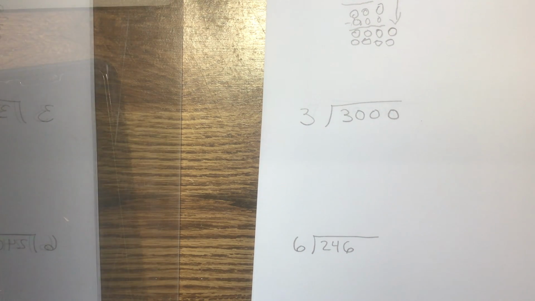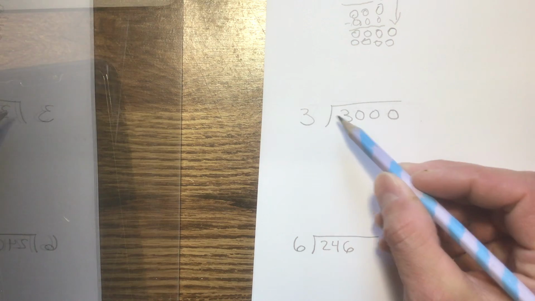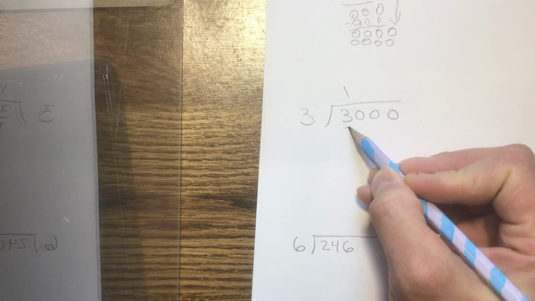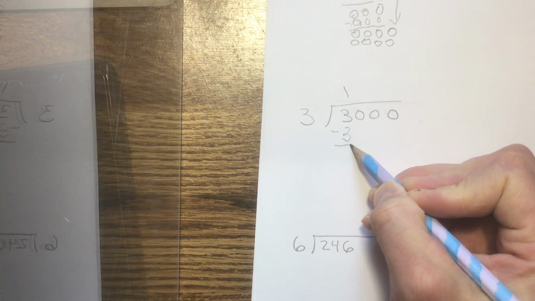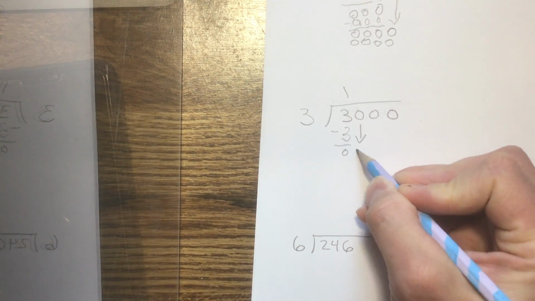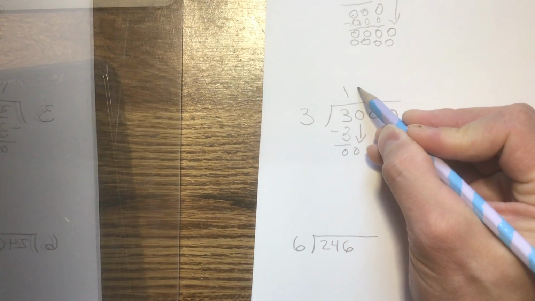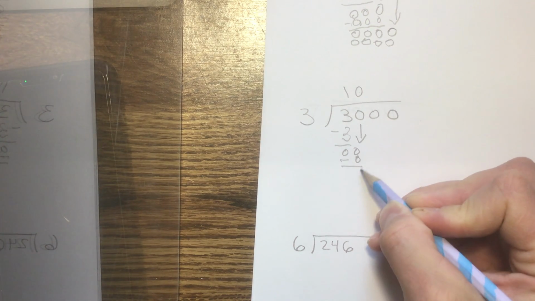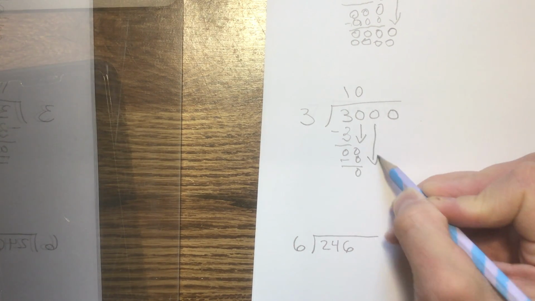Let's kind of look down at this next one here. Again, it's an example we've already kind of worked on. We look at it, 3 goes into 3 one time. 3 times 1 is 3. You subtract them, and you have 0. You bring down your next number. 3 goes into 0 how many times? 0 times. 0 times 3 is 0. You subtract them. Bring down your next number.